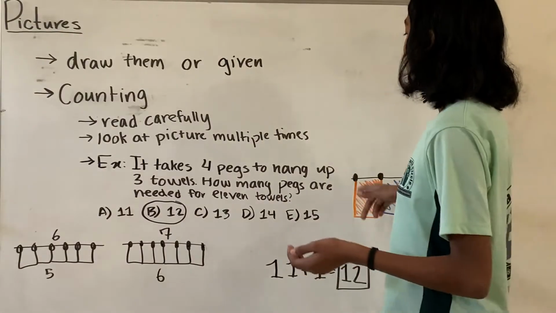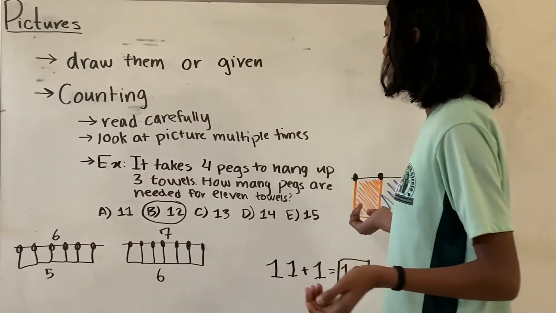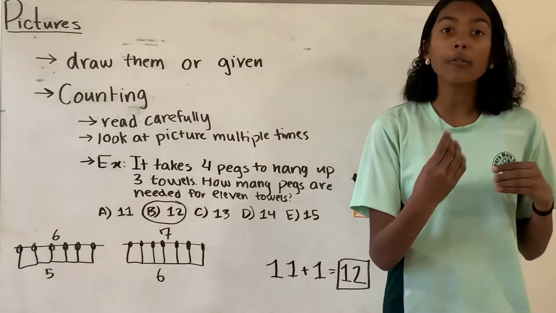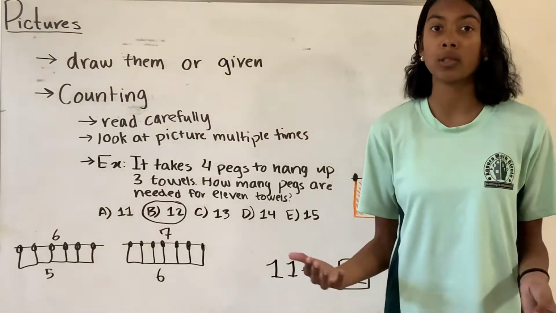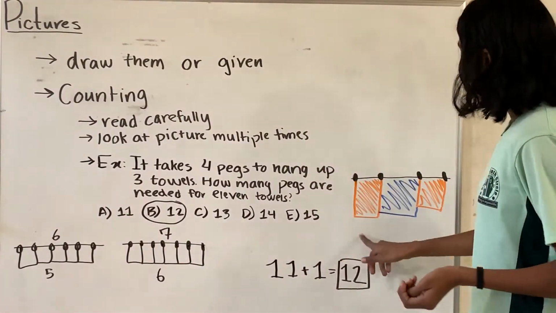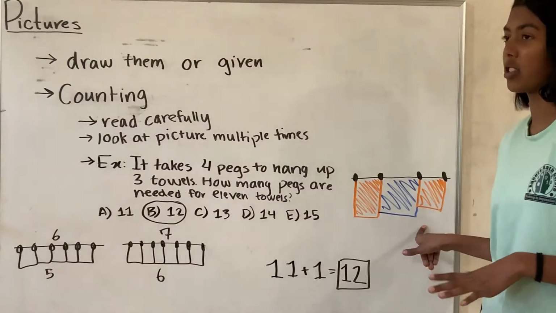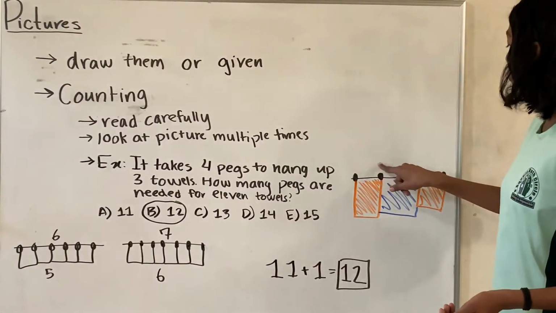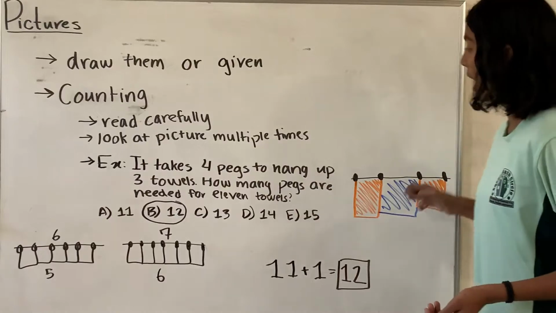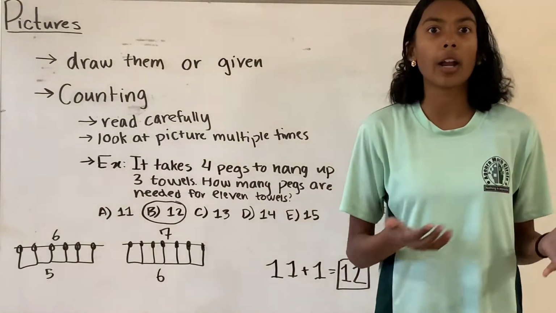It takes 4 pegs to hang up 3 towels. How many pegs are needed for 11 towels if you're trying to use the least number of pegs possible? So they gave us a picture of 3 towels. I did my best to draw it. And you'll use 4 pegs to hang up these 3 towels. So that's how they're showing how you want to hang it up.